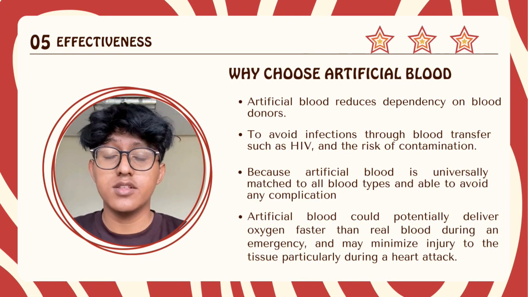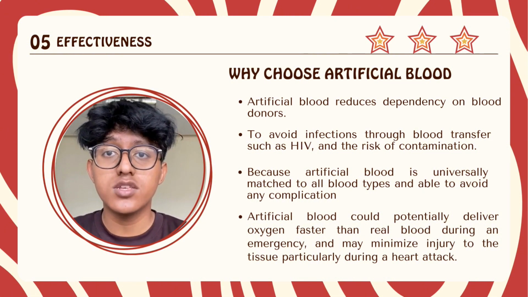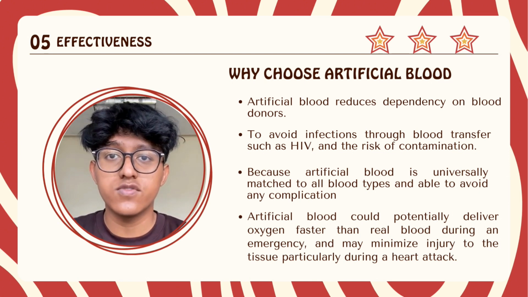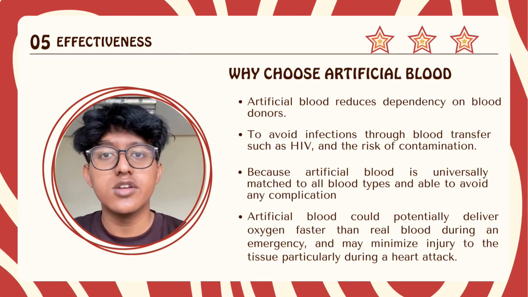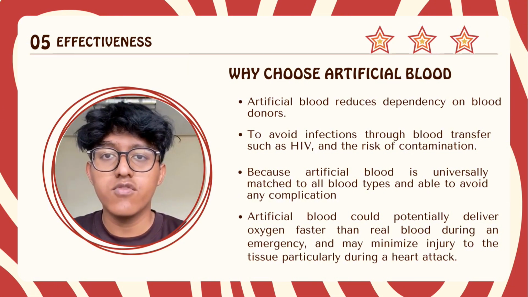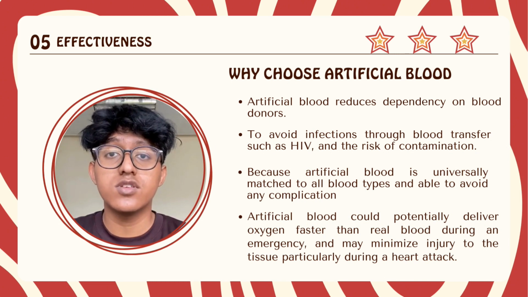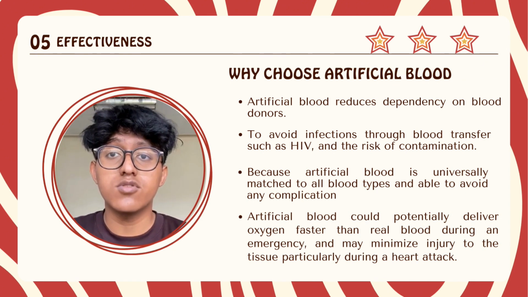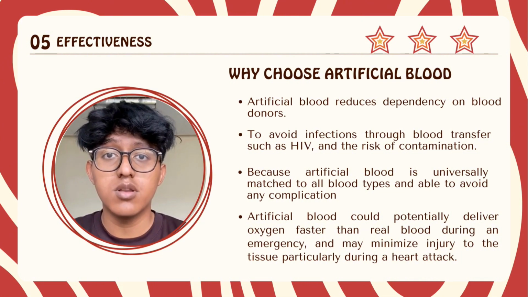Why choose artificial blood? First, artificial blood reduces dependency on blood donors, making it easier during an emergency situation. Next, artificial blood is chosen to avoid infections through blood transfer, such as HIV, and reduce the risk of contamination. Furthermore, artificial blood is universally matched to all blood types and able to avoid complications. Last but not least, artificial blood could potentially deliver oxygen faster than real blood during an emergency and may minimize injury to the tissue, particularly during a heart attack.